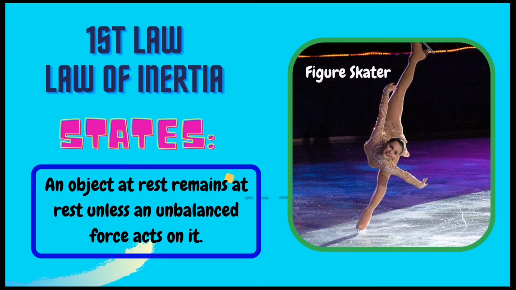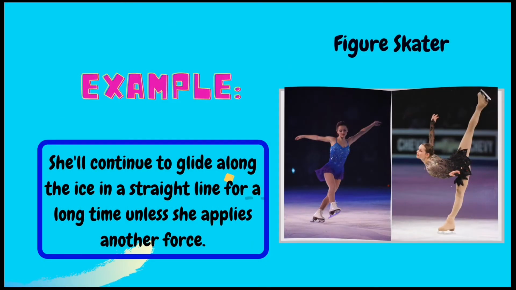The tendency of a body to resist change is called inertia. Thus, the first law is called the law of inertia. The first law of motion states that, number 1, an object at rest remains at rest unless an unbalanced force acts on it. Example, figure skater.